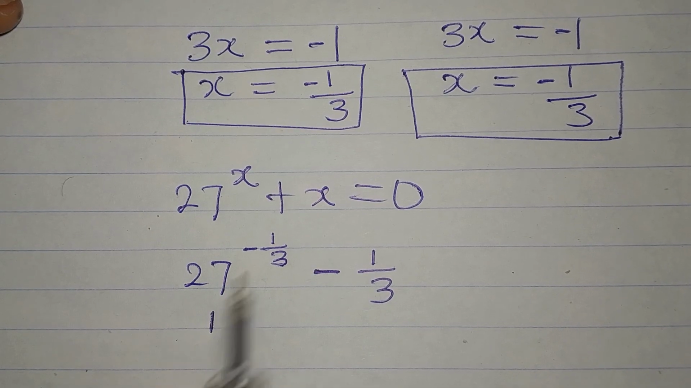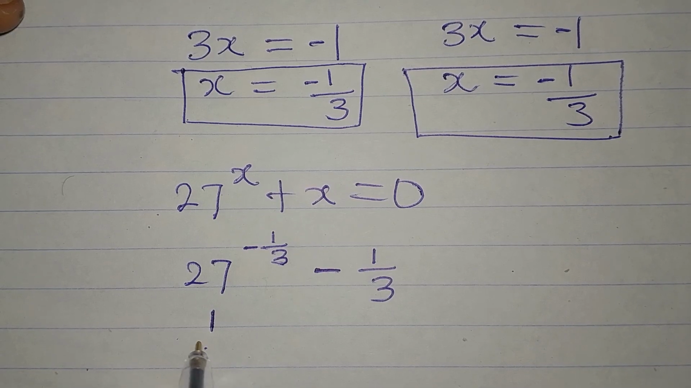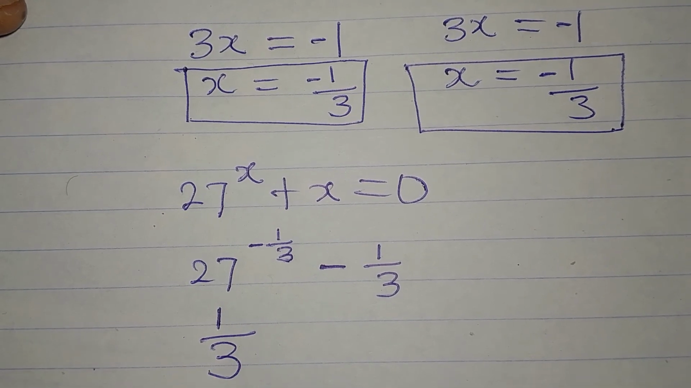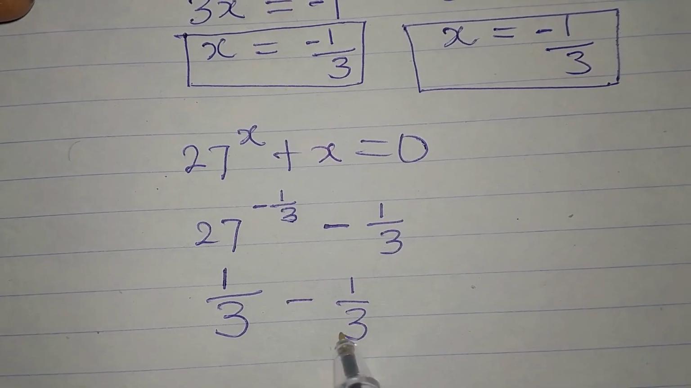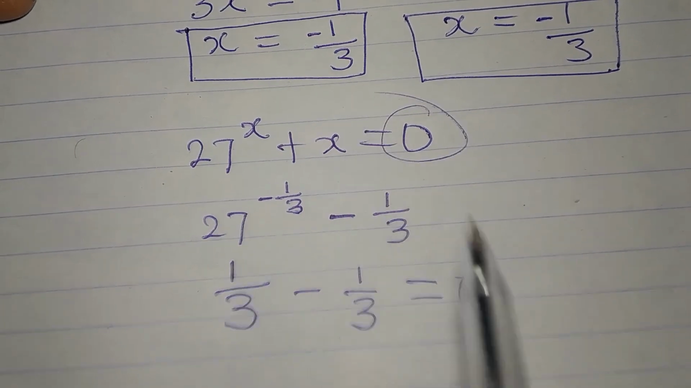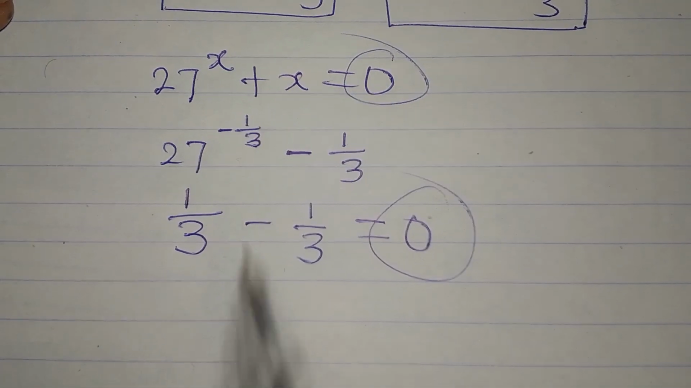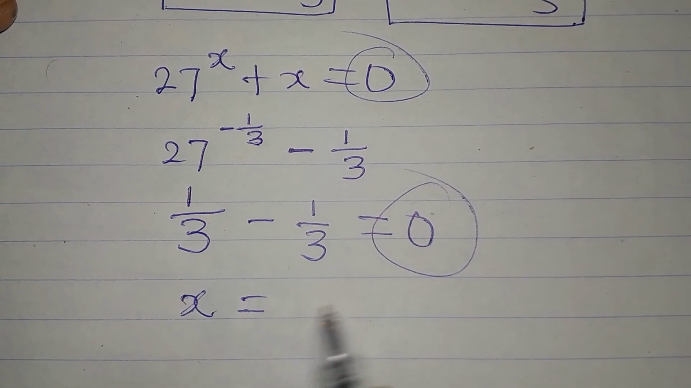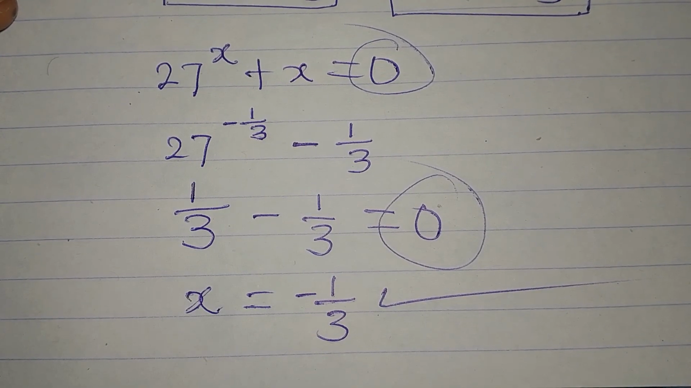What is the cube root of 27? The cube root of 27 is 3. So we have 1 over 3. The negative has gone. Then we have minus 1 over 3. 1 over 3 minus 1 over 3 is 0. And look at that 0 over there. So this confirms that x equals minus 1 over 3 satisfies the equation.